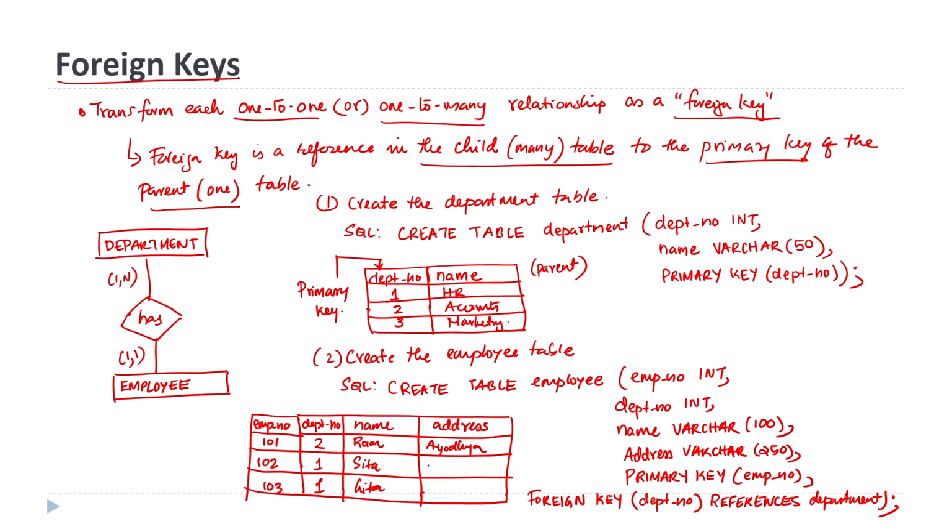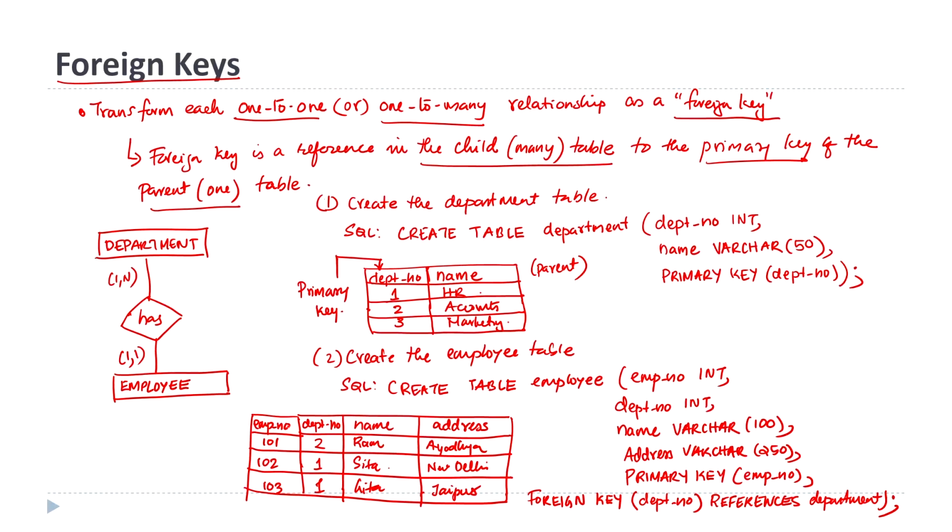Sita is New Delhi, Geeta is Jaipur, etc. So, I am just typing things. So, you can see that this department 1 and 1 means Sita and Geeta belong to department number 1, which is the HR.